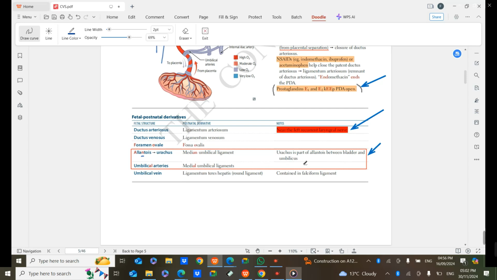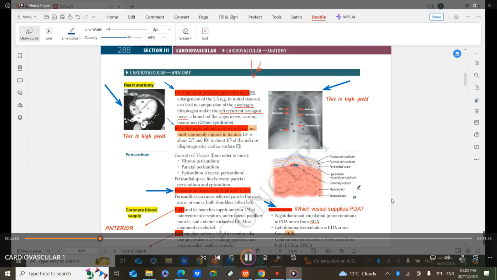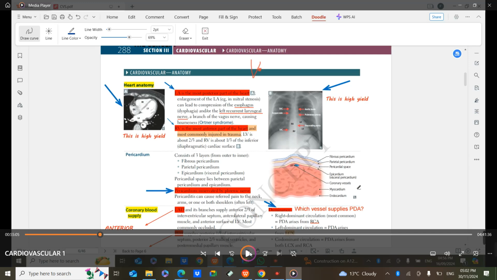If you check the options and you don't see urachus there, you go for allantois. So don't forget, a baby that is draining urine through the umbilicus. There is another one we'll be looking at later. All right, so that's that. Umbilical vein, ligamentum teres hepatis, which is contained in the falciform ligament with respect to the liver. And that's that about the embryology. All right.